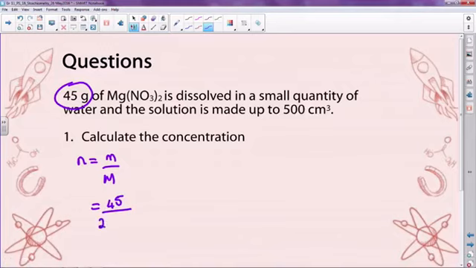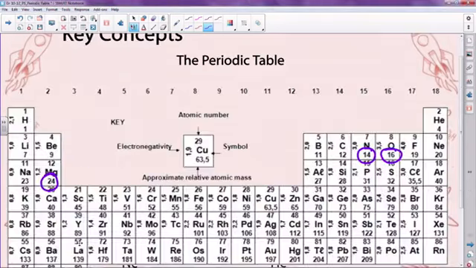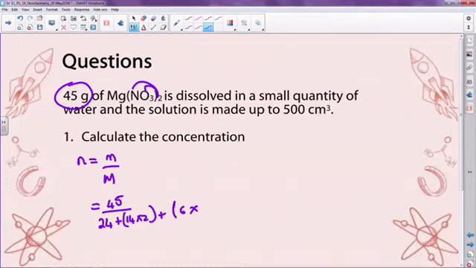So we said magnesium is 24. Then I'm going to go 2 times nitrogen, so it's going to be 14 times 2. And here I've got to go 2 times 3 oxygen, so that's going to be 6, plus 6 times, what is oxygen? 16. Let's just double check. I've forgotten. Goodness, can you believe oxygen is 16? You'd think I would know this by now. Plus 6 times 16. Okay, so let's work this out.